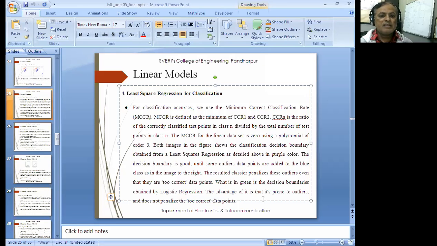So we can see that the least square regression has a decision boundary which is good until outlier data points are added to the blue class on the right. So the result is that there are two correct data points. What is in green is the decision boundary obtained for logistic regression. So the advantage is that it is not prone to the outliers and does not penalize the two correct data points. So actually it is not prone to the outliers, which is the conclusion from this.